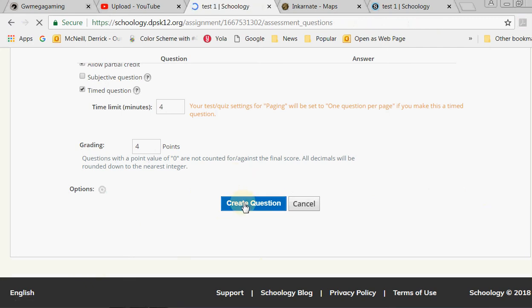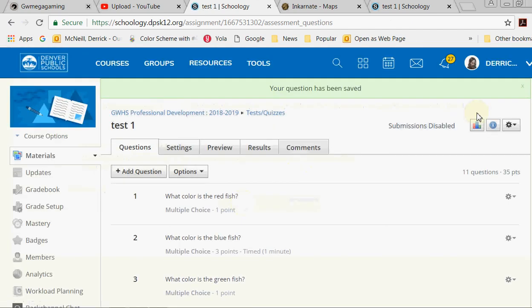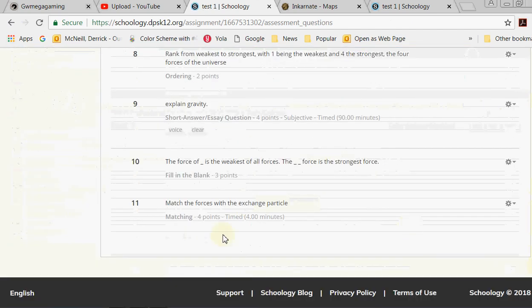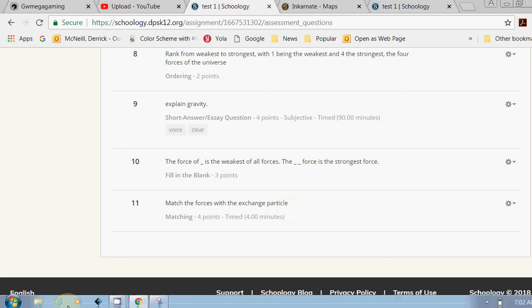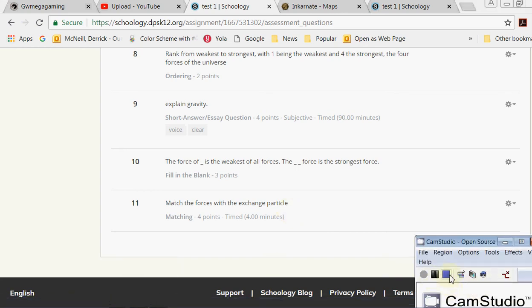And right now, I have a matching question on my quiz. Give it a second for it to load. And you can see it's at the very, very bottom here. Cool? All right, so that is matching questions. And this is Schoology Basics.